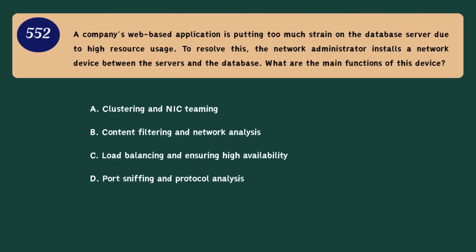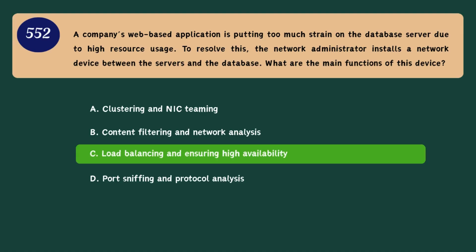Question: a company's web-based application is putting too much strain on the database server due to high resource usage. To resolve this, the network administrator installs a network device between the servers and the database. What are the main functions of this device? A. Clustering and NIC teaming. B. Content filtering and network analysis. C. Load balancing and ensuring high availability. D. Port sniffing and protocol analysis.